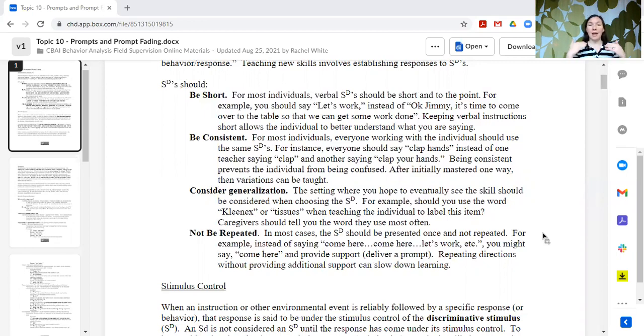You also don't want to sit there and repeat the same SD over and over again without there being a behavior to occur. So instead of saying, "Come here, come here, come here," and the learner is not responding, you want to provide a prompt, which we will get to, in order for the learner to learn what it is that you want them to do when you give that SD. You don't want to just have an SD go and go and go without, well, it won't be an SD, first of all. It's not an SD unless it controls the behavior. Therefore, you don't want this cue to go without practicing the behavior, or it will take it even longer to then become an SD.